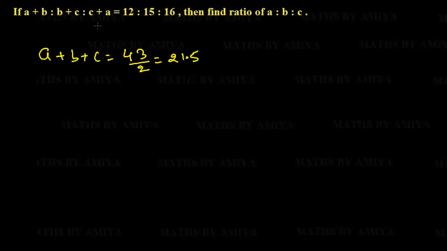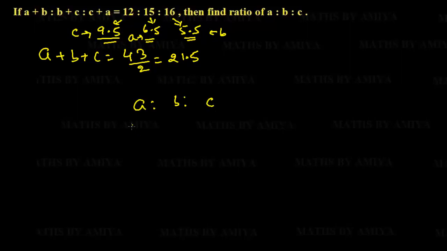12 and 21.5 gap is 9.5. 15 and 21.5, so the gap is 6.5. 16 and 21.5, so the gap is 5.5. These would be represented by the missing terms. A plus B, missing is C. B plus C, missing is A. C plus A, missing is B. So our required ratio of A is to B is to C: A is 6.5, B is 5.5, C is 9.5.